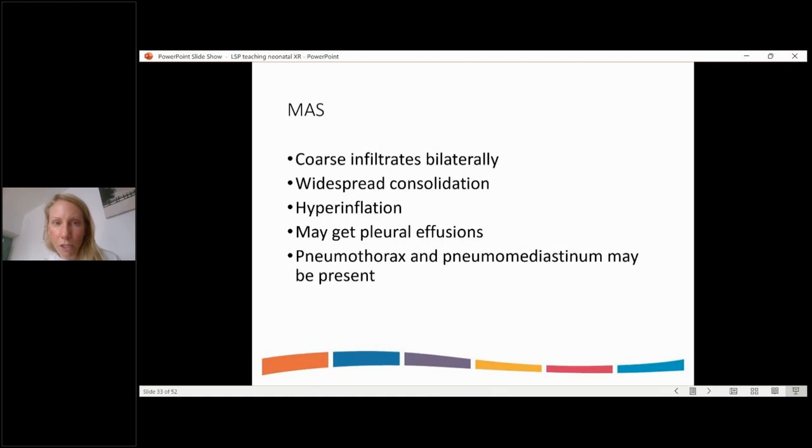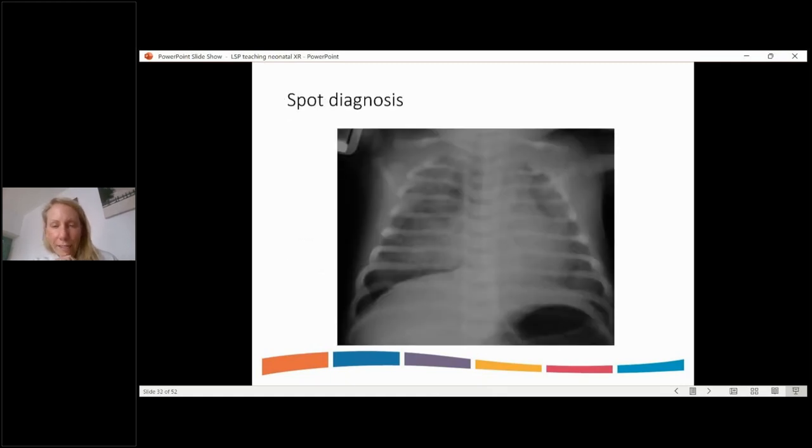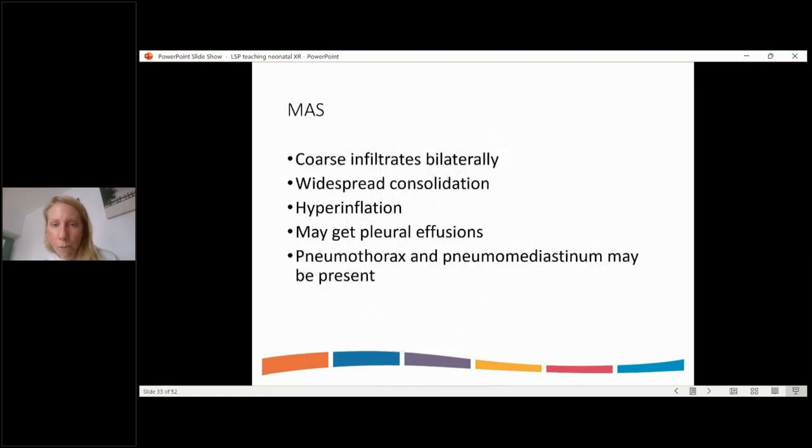And the reason it's typical is you've got coarse infiltrates bilaterally. And I used to always wonder what these things meant when it was described as coarse, but I hope you can appreciate compared to the RDS X-ray, these generally look bigger and a bit more defined, and that's what they mean by coarse infiltrates. And it's a bit more patchy than RDS. So you've got some areas of aerated lung and some areas where you've got homogeneous opaque areas. You get widespread consolidation, generally hyperinflated. You may get pleural effusions, and typically you'll see pneumothorax and pneumomediastinum.